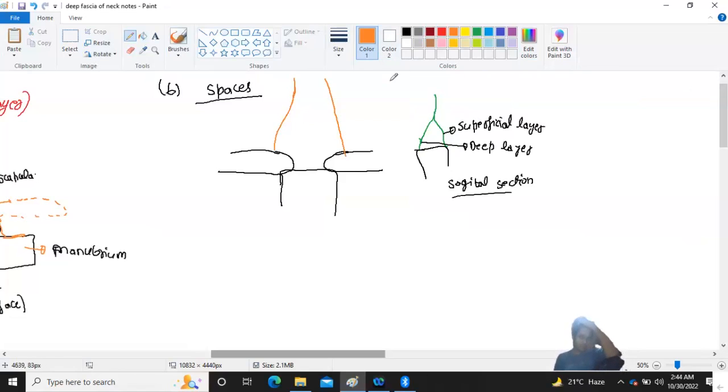So here are the contents of this fascia. First is the ligament which connects the two clavicles. This is called the interclavicular ligament. Then another thing we know is the muscle. An important muscle is attached here, called the sternocleidomastoid. It has two heads.